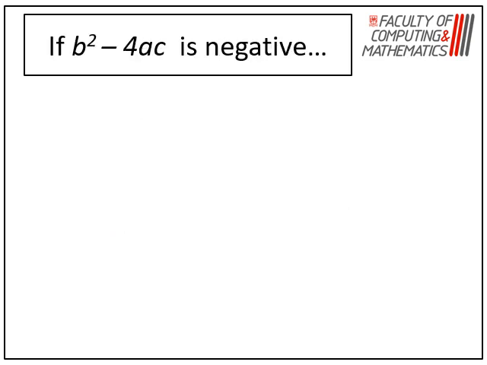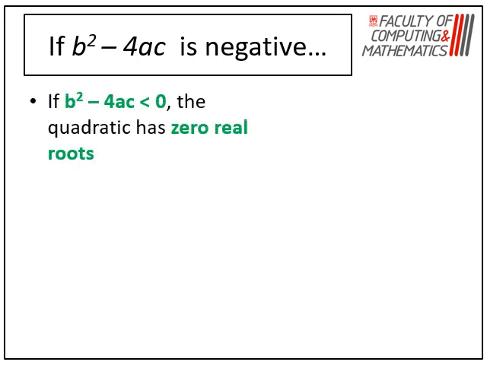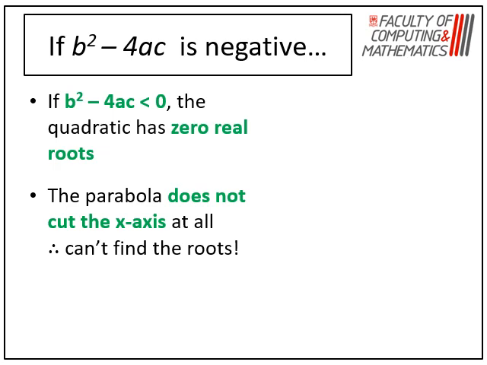Now, having already looked at the discriminant, which is b squared take away 4ac, we looked at the scenario for when it was negative. So when b squared minus 4ac was less than 0, the quadratic graph had no real roots, or 0 real roots, which means that the parabola doesn't actually cut the x-axis at all, so it's the one where it's floating in midair. So as a result of that, you can't find the roots.